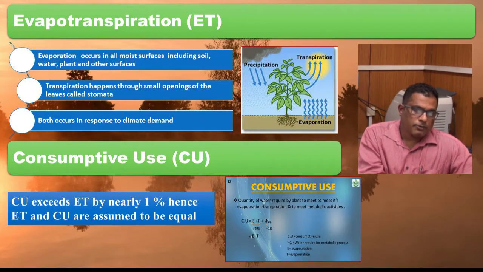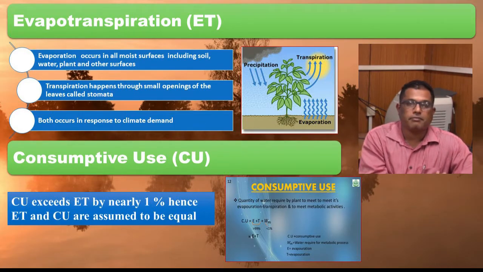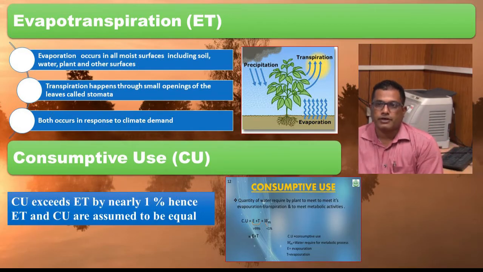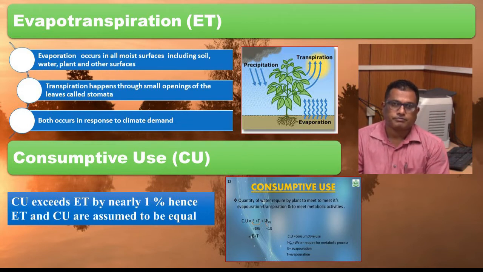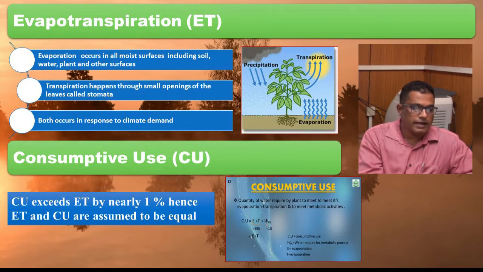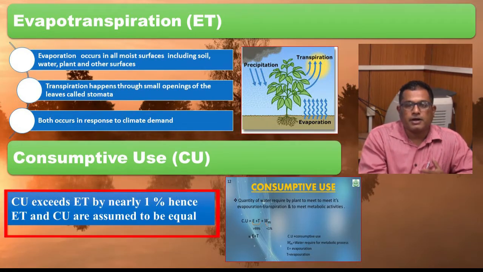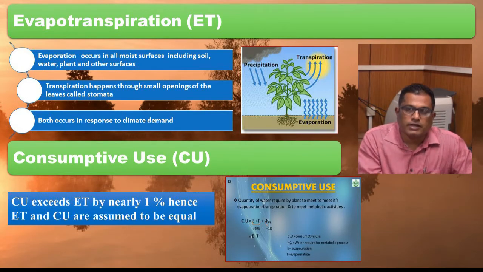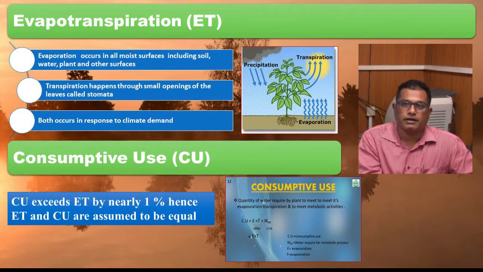And this both evaporation as well as transpiration is in response to the climatic demand. There is one more term which is very important as far as agriculture is concerned, that is consumptive use. You might be knowing, consumptive use is the combined effect of evapotranspiration plus some small fraction of water is required for the metabolic activity of the plant.